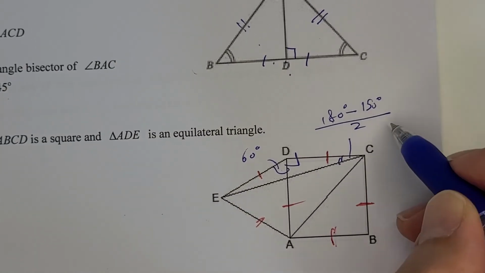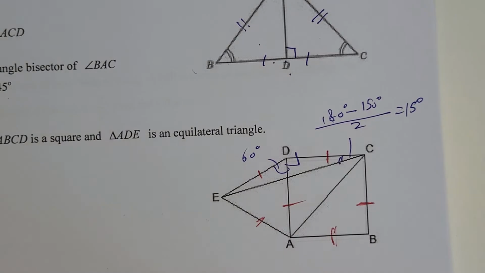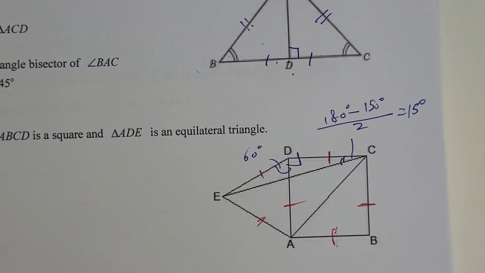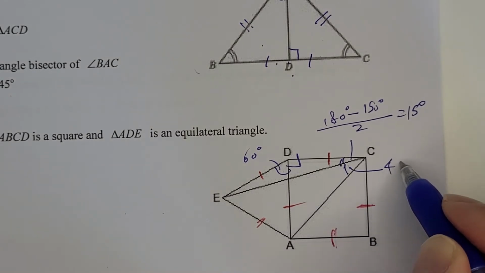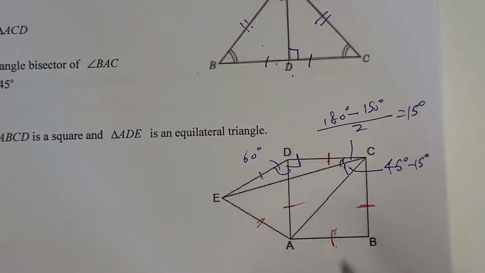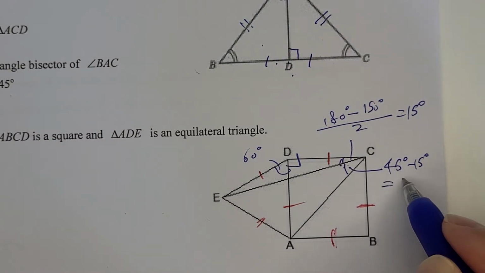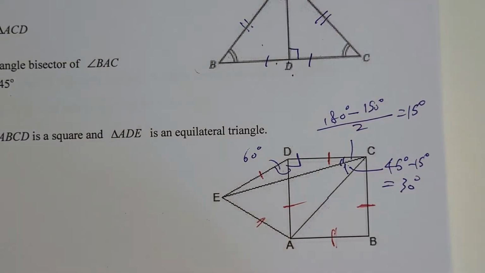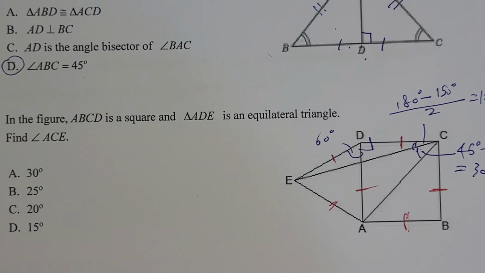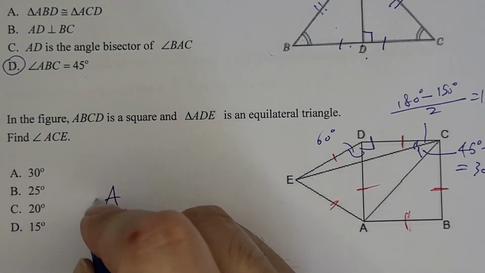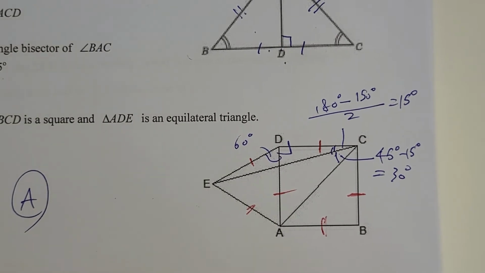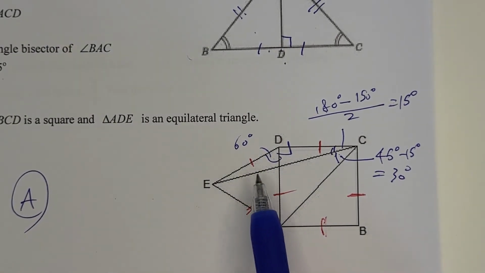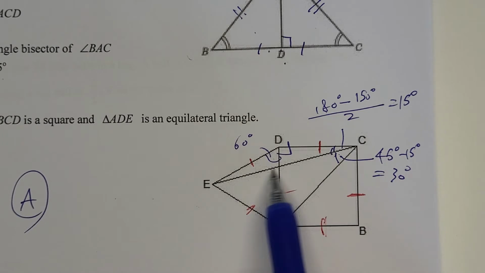So what would you get? That is 15 degrees. When you get that 15 degrees and the whole big angle is 45, this small angle will be 45 degrees minus 15 degrees, which is 30 degrees. So looking at the options, the answer is A, 30 degrees. The key concept is to observe a hidden isosceles triangle here.